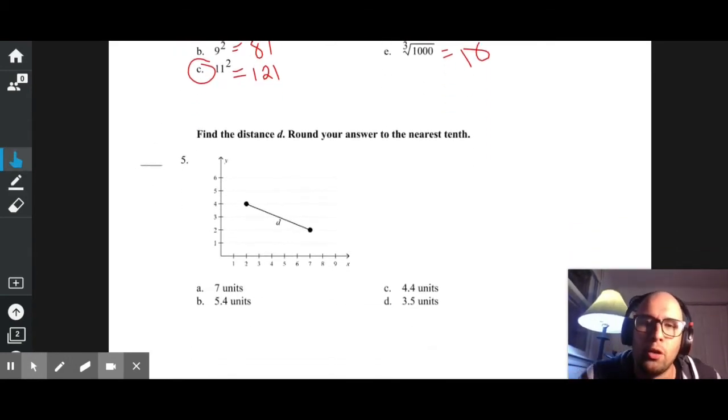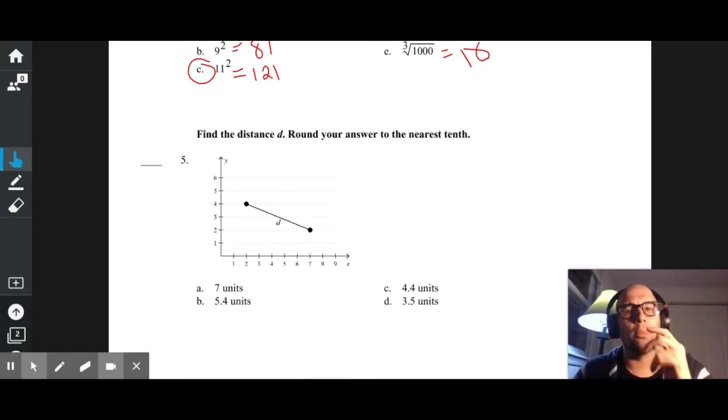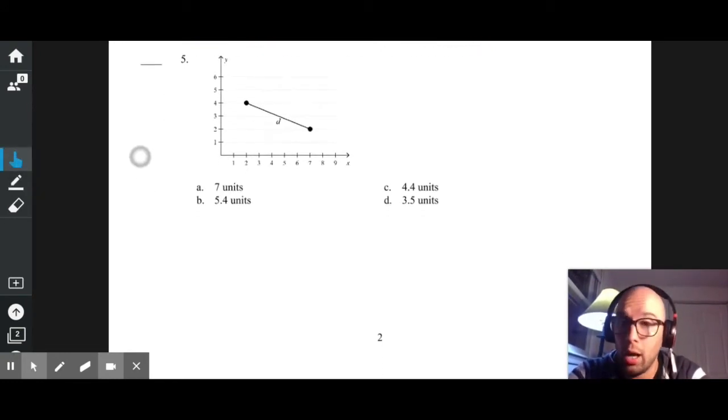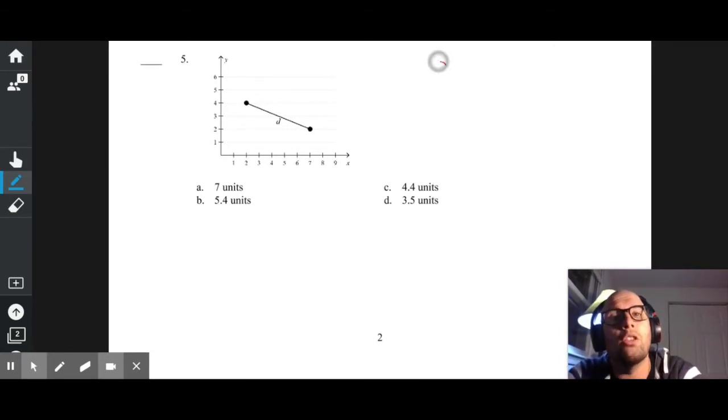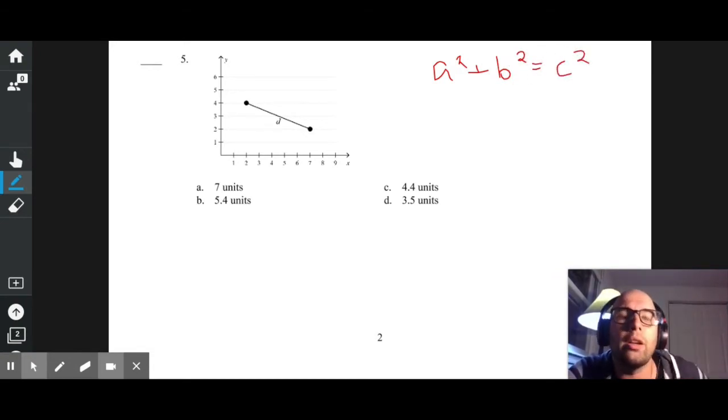Alright, problem 5, the first challenging problem that we see. This involves a little guy called Pythagorean Theorem. Pythagorean Theorem says, if you have a right triangle, then you can find any missing side of a right triangle by doing a squared plus b squared equals c squared, where c is the longest side of a right triangle.